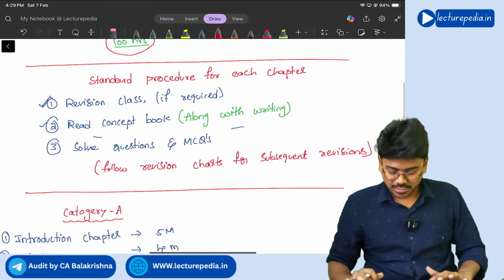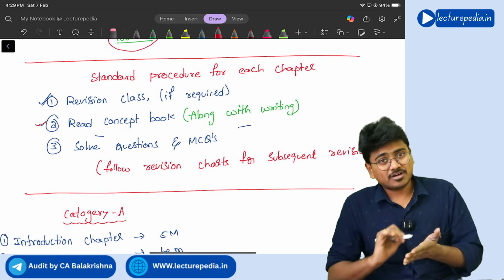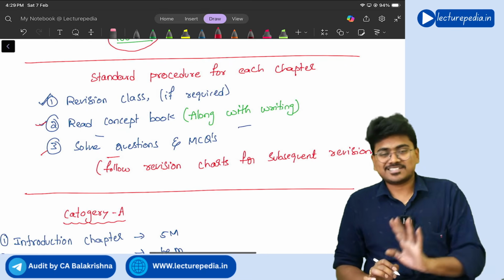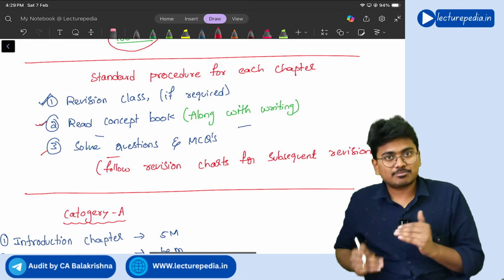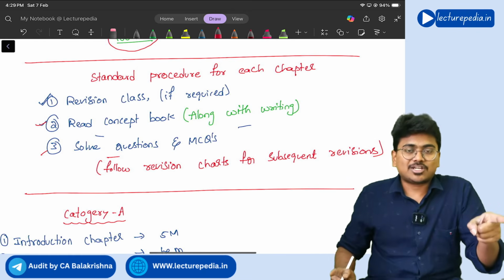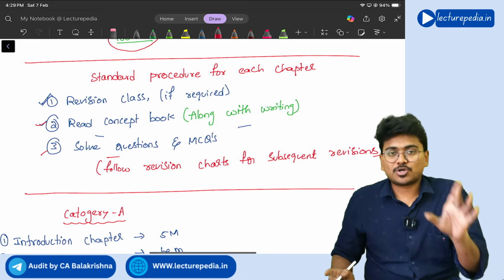Yes. So first of all, you will see revision lectures, then read the concept book along with writing, and solve questions. The final step: you have acquired the knowledge by reading the concept book. Now you need to apply that knowledge practically. So the best option is questions. You solve the questions in the question bank.